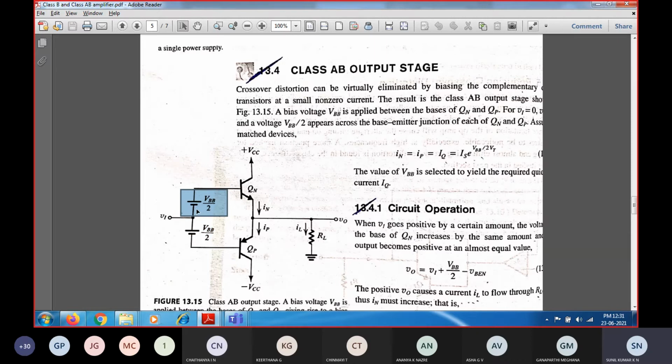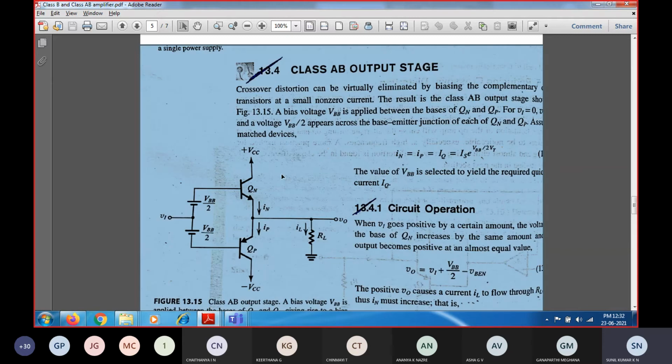This is a positive voltage, and it will be made such that it is equal to the value of the base to emitter voltage. Now, whenever you increase the input voltage starting from 0, you add the input voltage along with VBB by 2, so that the output voltage also increases in a linear way. Starting from 0 itself, if I give 0.1 volt, you will get an output voltage of 0.1 because it is an emitter follower configuration.